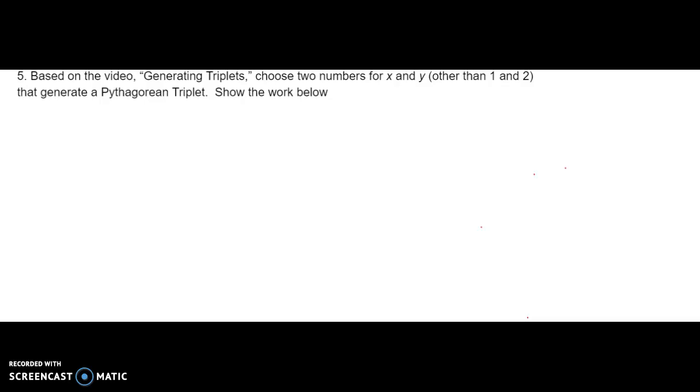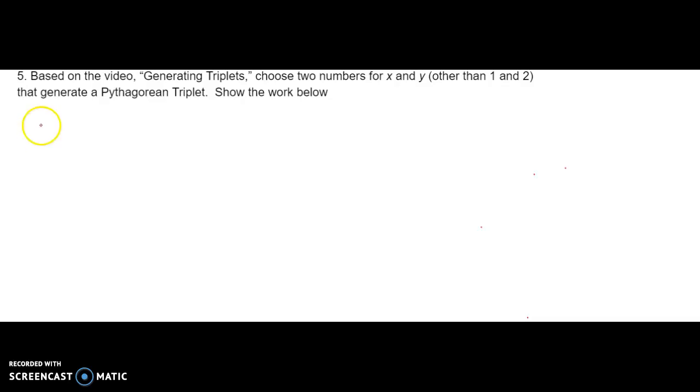All right, so based on the video generating triplets, choose two numbers for x and y other than 1 and 2, because those are the ones that they use in the video that generate a Pythagorean triplet. So there are a bunch of different numbers that you can pick for this. Let's go ahead and check out one, maybe two examples.